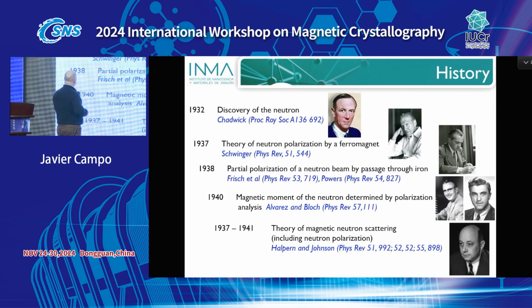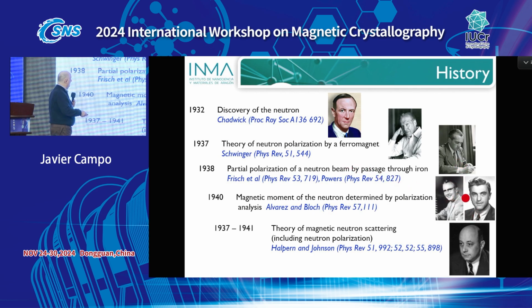Then, introduction. Yesterday we saw this man, Chadwick. He discovered the neutron in 1932. This is the history of the neutrons and polarized neutrons. Then in 1937, Schwinger did the theory of polarization by a ferromagnet. Later, Fisher did in 1938 the partial polarization of a neutron beam by passing it through iron.